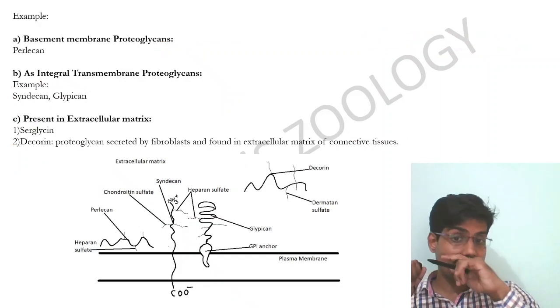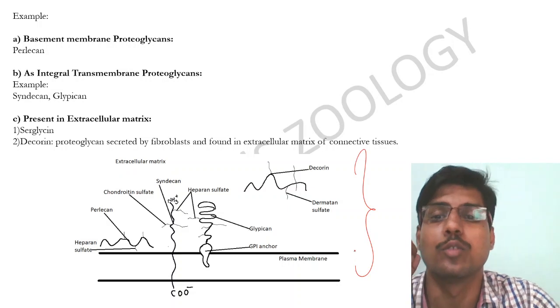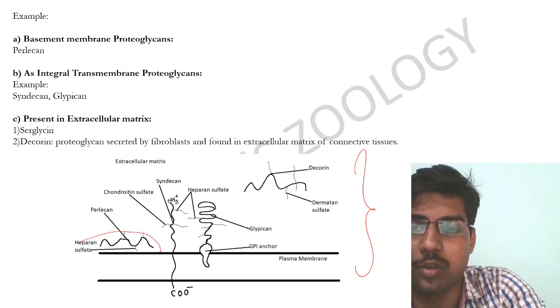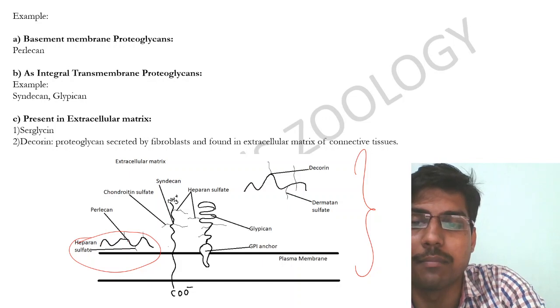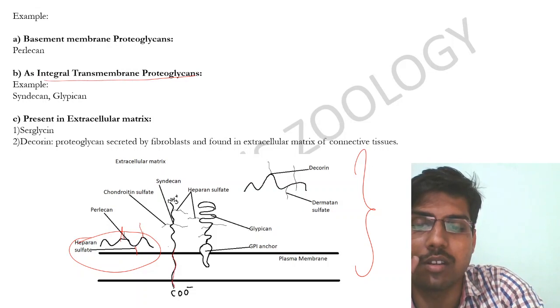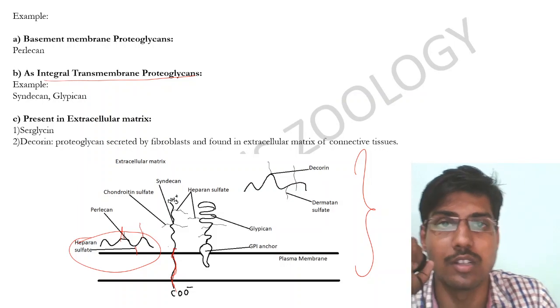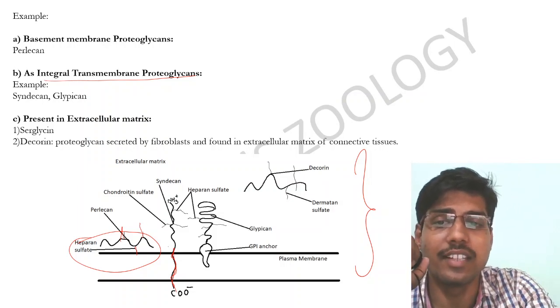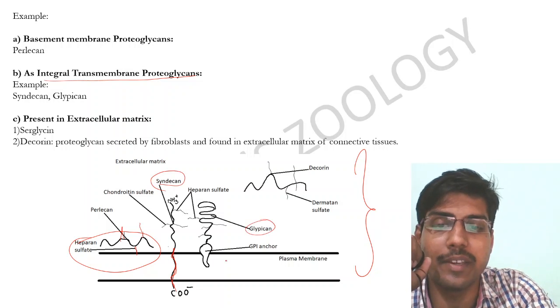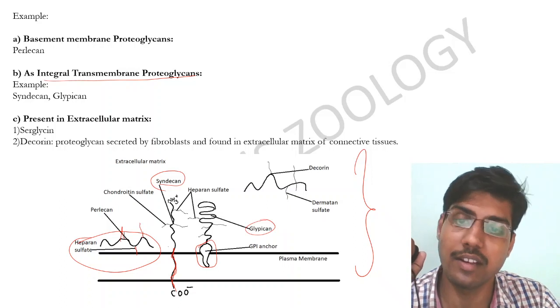Next is the example, and this simplified diagram I have prepared for you. तो इसमें क्या है, the first type is basement membrane proteoglycans, perlecan is an example, which has heparan sulfate side chains. The integral transmembrane protein whose domain crosses through this lipid bilayer, they are called integral transmembrane proteoglycans. The examples are two, syndecan and glypican. Glypican is linked via a GPI anchor.